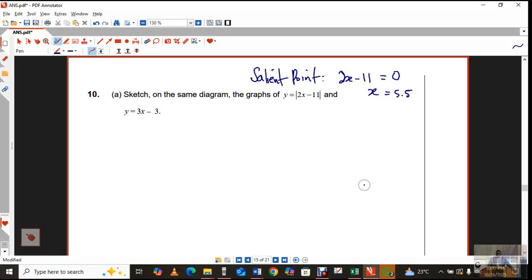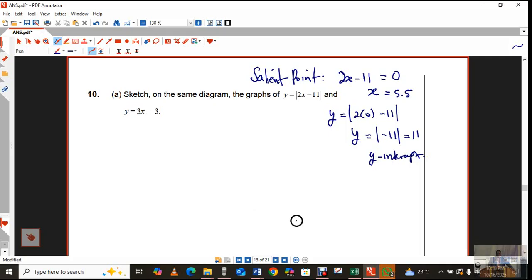One more thing, where would this graph cut the y-axis? It will intercept the y-axis where x is equal to 0. So if you have y equals 2 times 0 minus 11, then you will have y equals the absolute value of negative 11, which is 11. So this is the y-intercept, and the y-intercept happens when x equals 0.